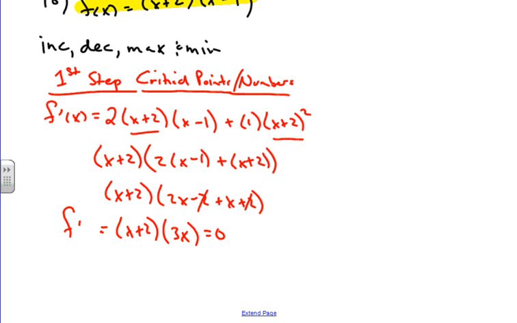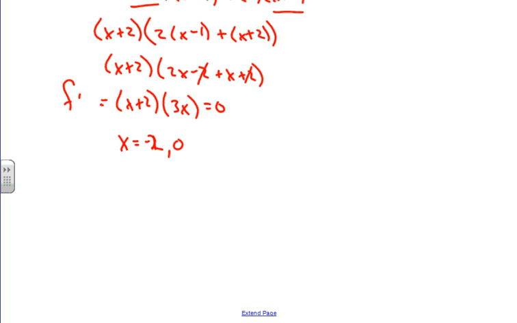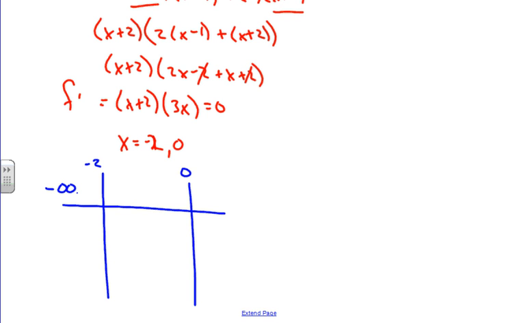We're going to set that equal to 0 and find our critical numbers. Our critical numbers are going to be at x equaling -2 and 0. So those are our critical numbers. Now our second step, after we find our critical numbers, is to create a sign chart. Our intervals are going from -infinity to -2, from -2 to 0, and now 0 to infinity.